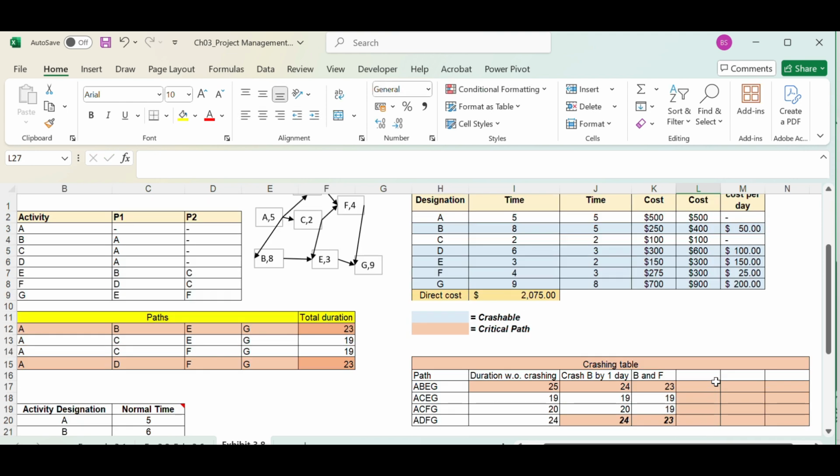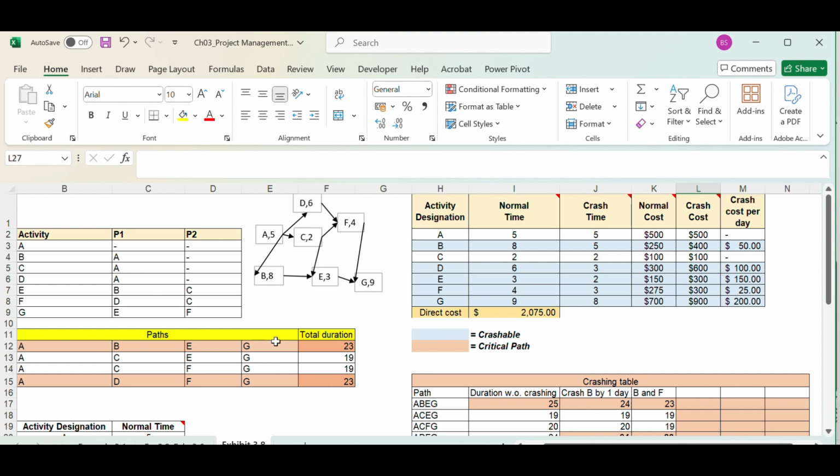Next, let's look at what to crash. We have A, B, E, G and A, D, F, G as the critical paths. Now, why don't we crash B and D? B and D are both in the critical paths and both have the minimum crash cost per day, because F can be crashed only by one day. The normal time is 4 time units, and crash time is 3 time units, so we can crash only until 3 time units. Only one time unit can we crash activity F. So now let's move to crashing B and D by one day.